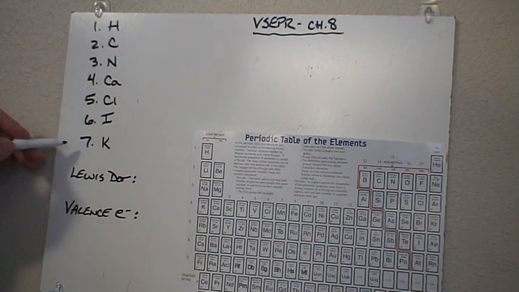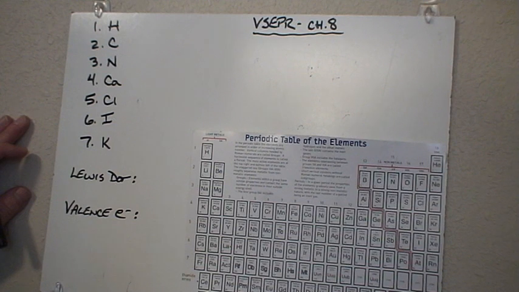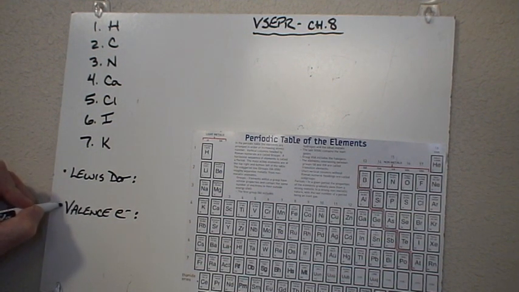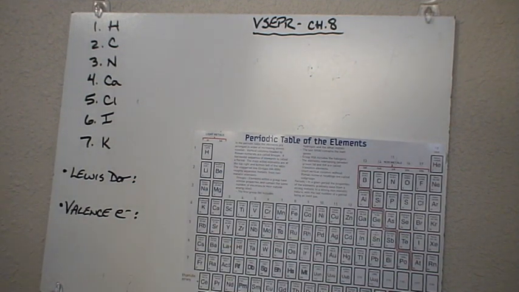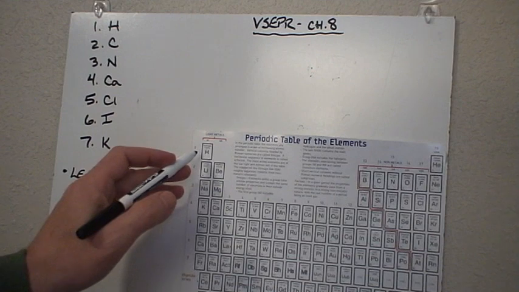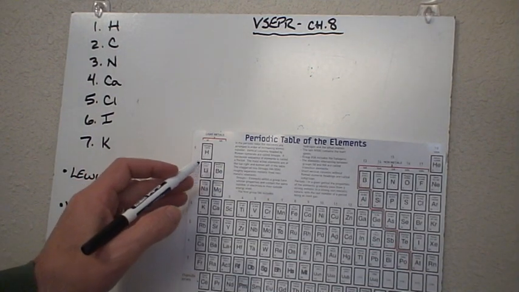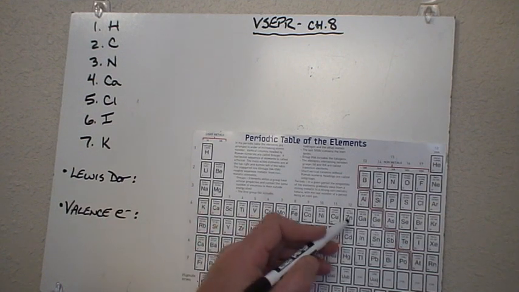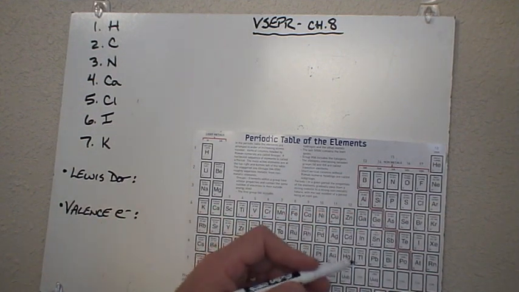Here are 7 different elements. We're taking a look at how we actually draw those out in terms of Lewis dot diagrams, and also interpret what are called valence electrons, and you're going to see how this pieces together. So I've got the periodic table here. We just kind of take a look. Remember, this is 1s2, 2s2, 2p6, 3s2, 3p6, 4s2, 3d10, 4p6, 5s2, and so on.